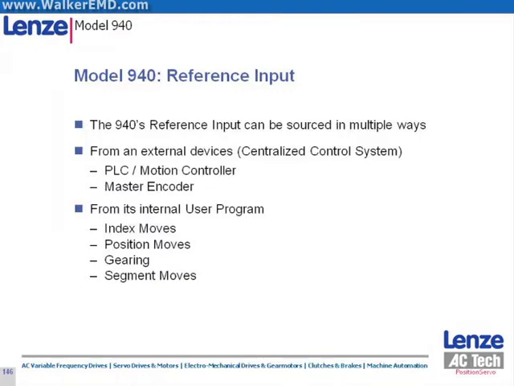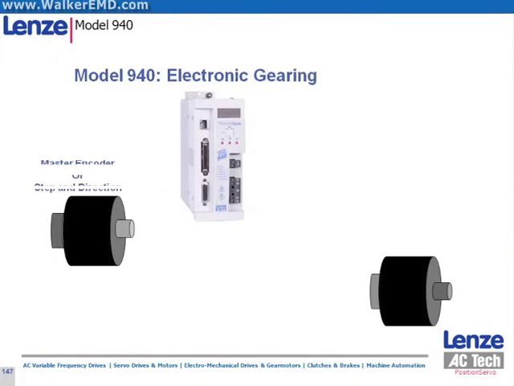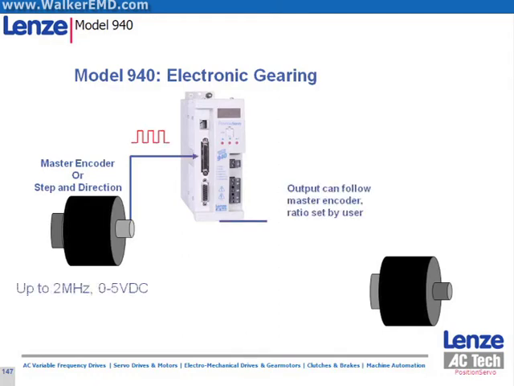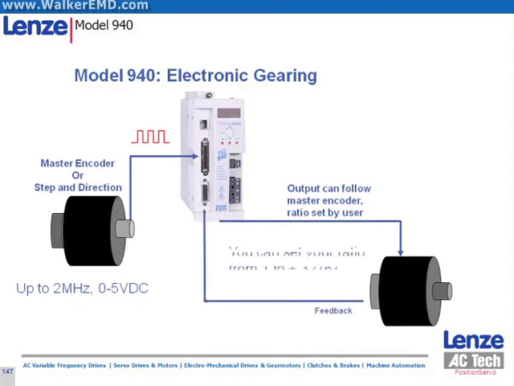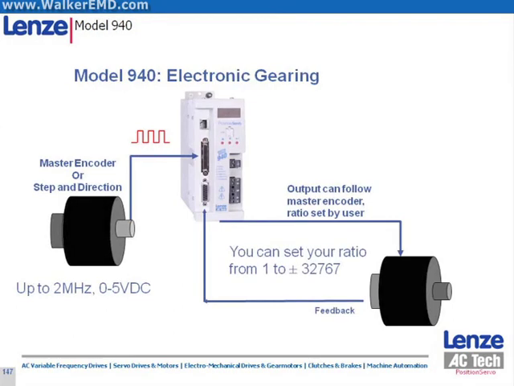External reference for the drive in position mode is either a master encoder or a step and direction signal. We will configure a master encoder as the external reference in our next lab. Electronic gearing is easily configurable off of the position mode external reference. We will also configure this during this lab. A master encoder must be a 5 volt DC encoder.